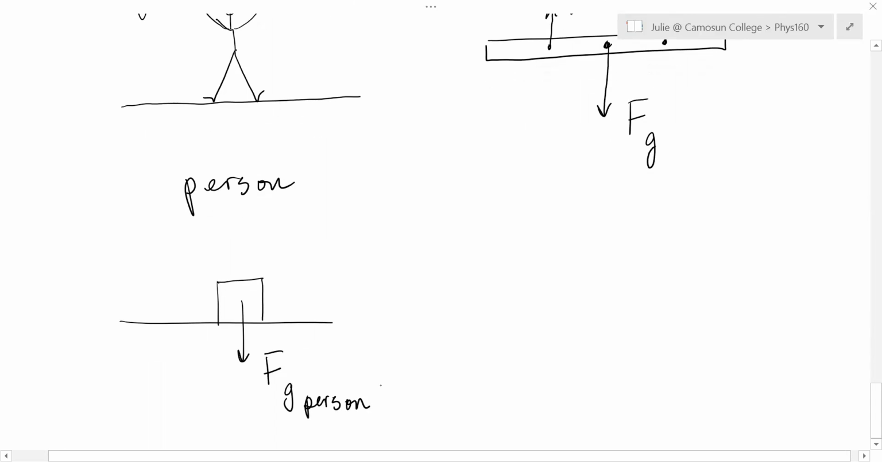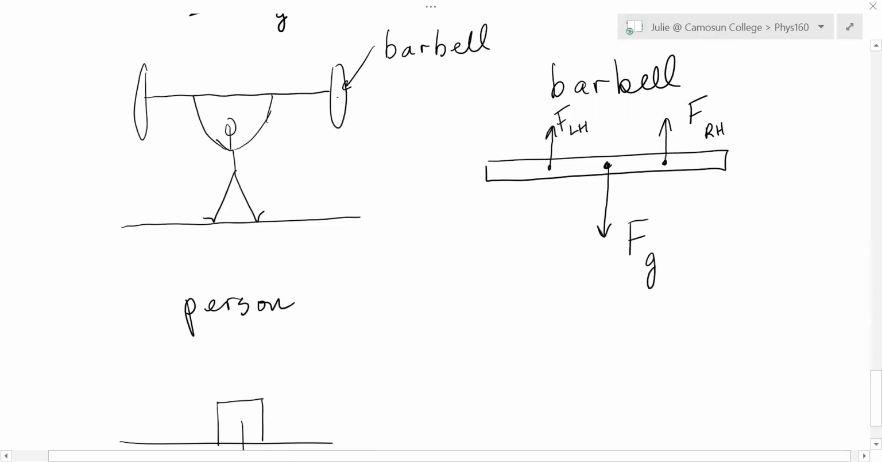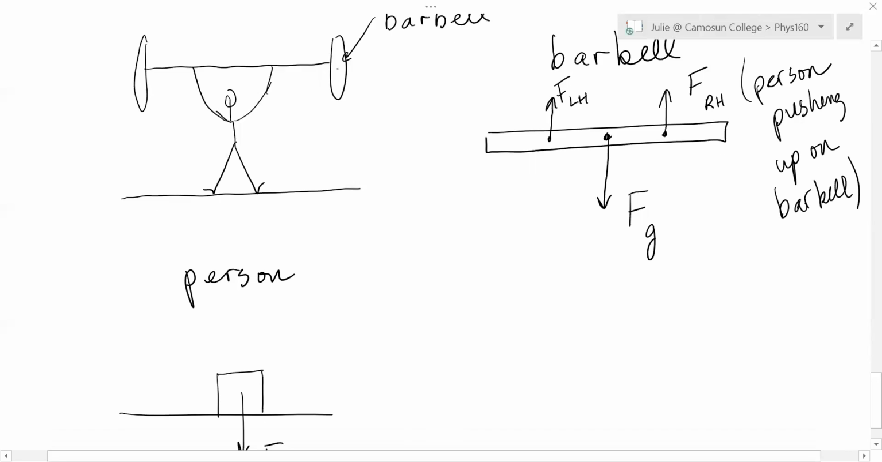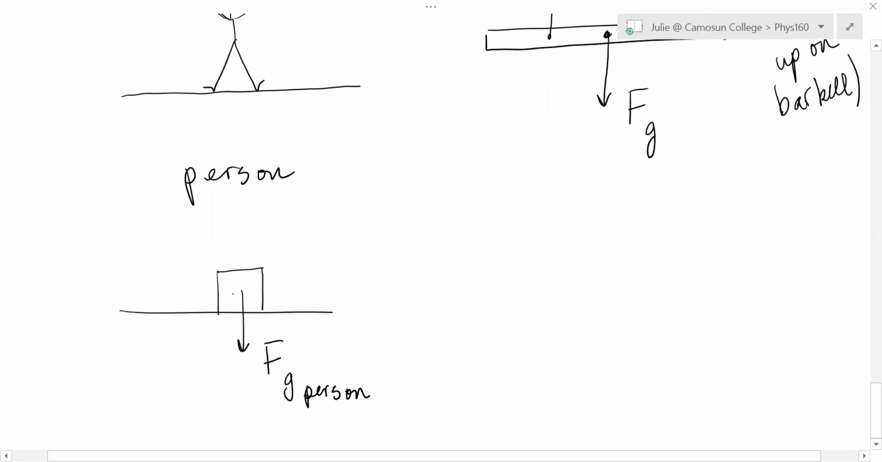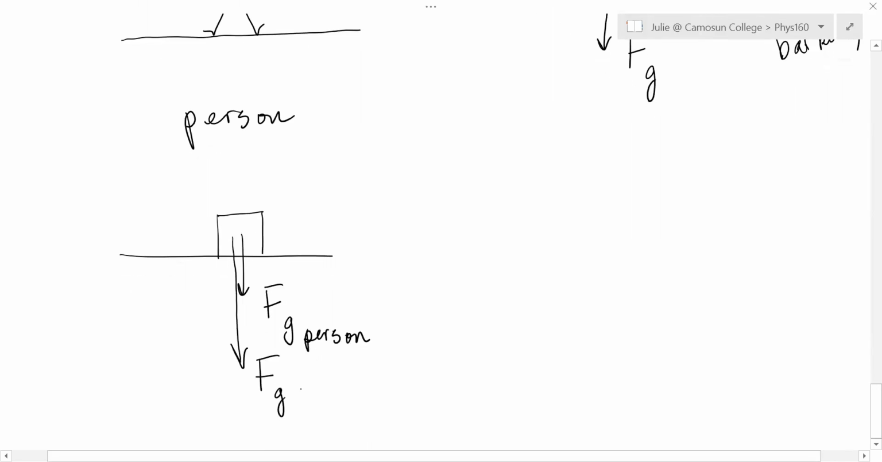Now, which way is the force due to the barbell on this person? Well, obviously it's pushing down on the person. This is the person pushing up on the barbell, holding up the barbell. The barbell in turn is pushing the person down. So you'd assume the barbell is huge, this would be the force of gravity of the barbell on the person. And then that has to be counteracted by the force from the floor.